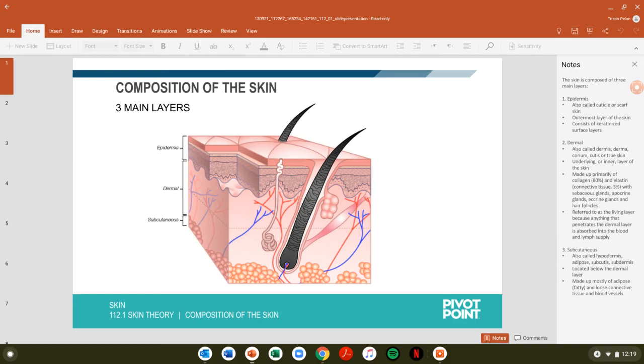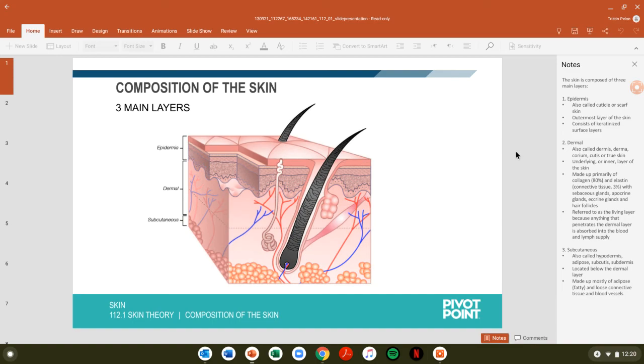It also includes the sebaceous glands here for your sebum or your oil. And your hair follicles mostly live here too. So if you look here, this is your hair follicle. It lives mostly in the dermal layer. This is referred to as the living layer because anything that penetrates the dermal layer is absorbed into your blood and lymph supply.